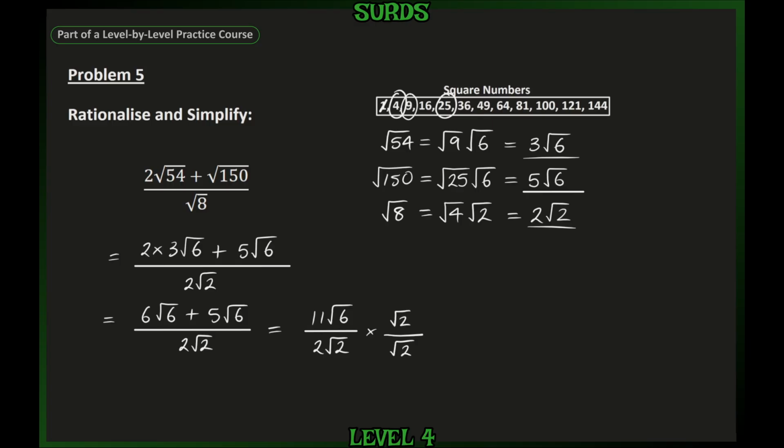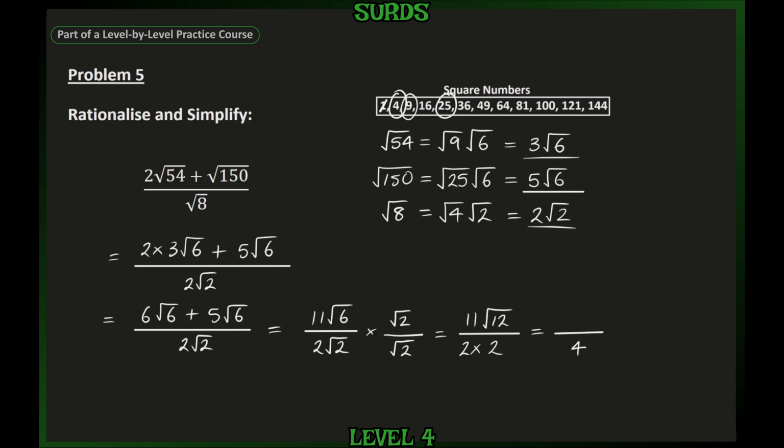Now looking at the numerators, to multiply those two terms together, we can just multiply together the two surd parts. So we have 11, and then root 6 times root 2 is the same as the square root of 6 times 2, which is 12. On our denominator, we have 2 times, and then the square root of 2 times the square root of 2 just gives us 2. So our denominator becomes 2 times 2, which is 4.